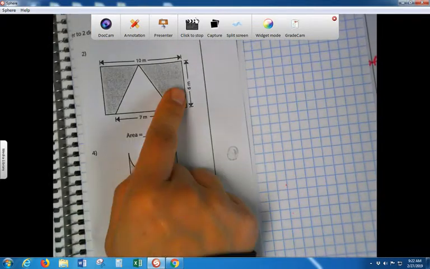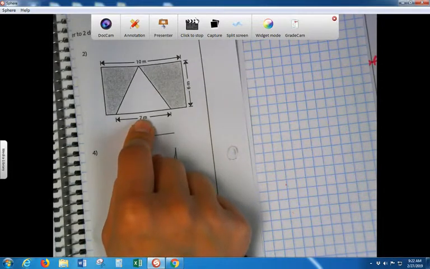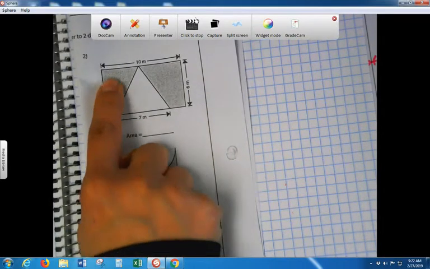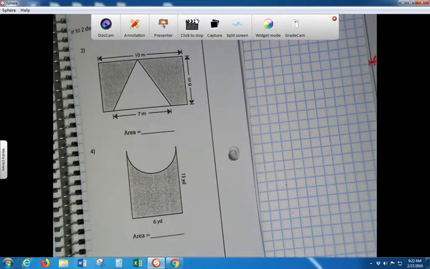It's a square, a rectangle and a triangle. And they want to know what's the area that's shaded. So what would we do? What are we going to do? Find the area of the triangle and the rectangle. Does it matter which one you do first? No. Okay, the easiest one is the rectangle.